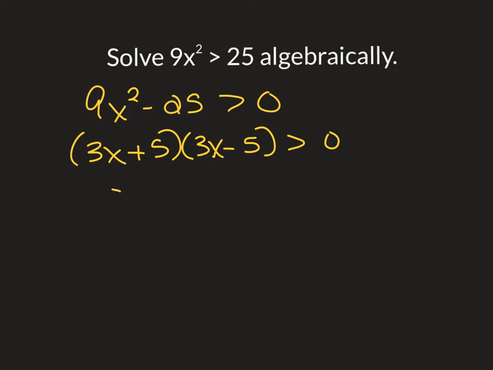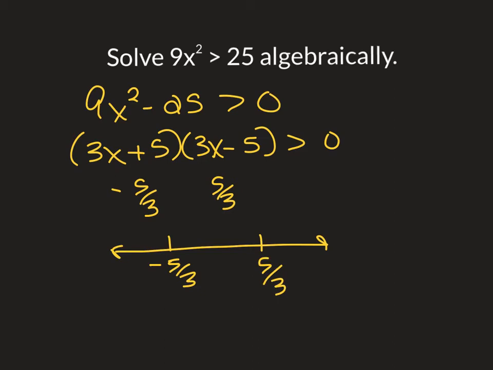So my two zeros are negative 5/3 and positive 5/3. That's what's going to go on my number line. So I'm going to put a negative 5/3 over here, and positive 5/3 over here. And I'm going to pick numbers everywhere. But I hope you heard what I said last time. I always pick 0 first just because it's easy to plug in.